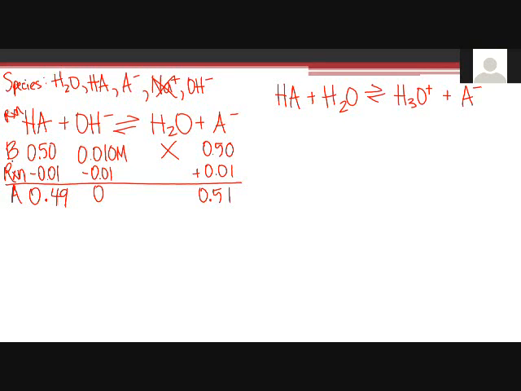Okay, so for this step then, for our ice chart, now we're going to plug in these values on the A, right? Now we have 0.49 for the acid. Water doesn't matter. Hydronium doesn't start with anything, but for the conjugate base, we have the 0.51. And then change, subtract from the acid, add to the product side.